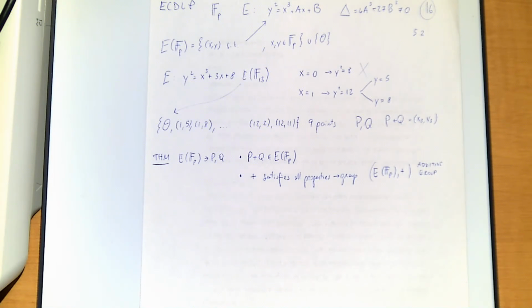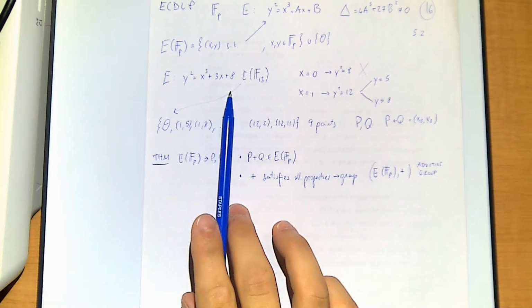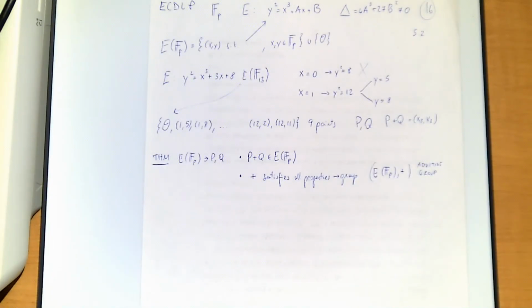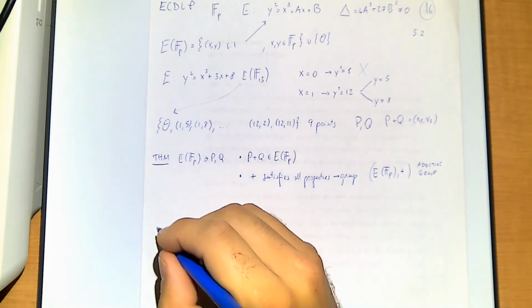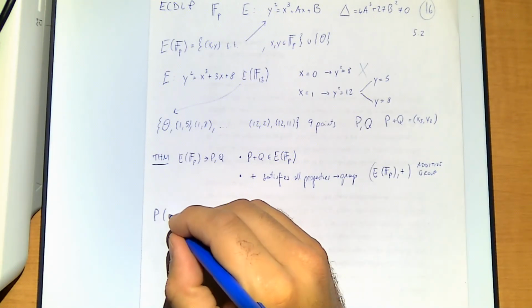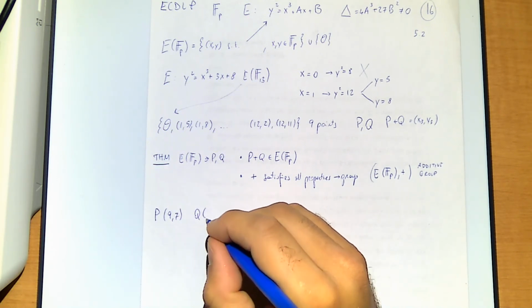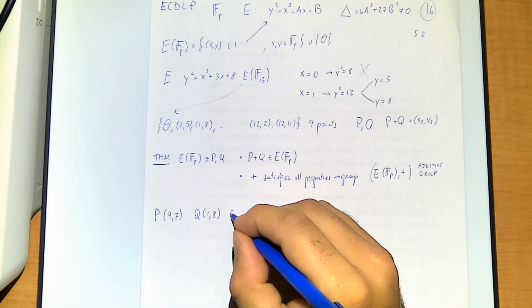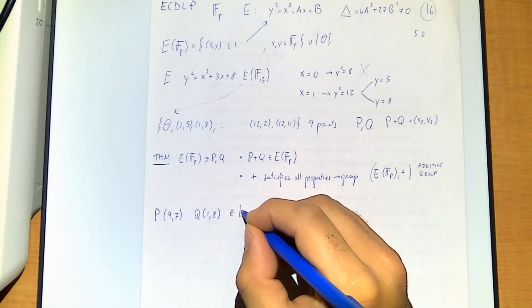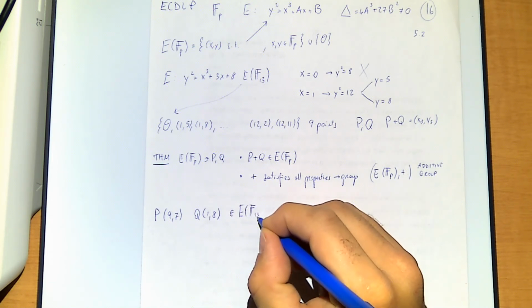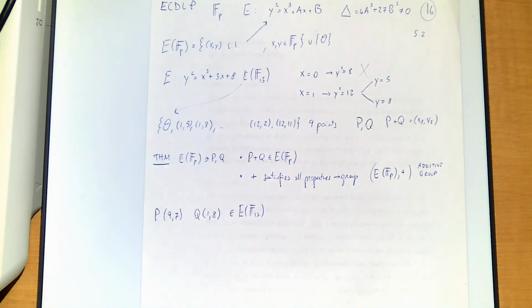And let's look at an example using the same curve that we were using before and see that this is actually making sense. Let's take 2 points P, this is the point 9,7, and Q to be the point 1,8, right? They both belong to the curve defined over F13 that's given by this Weierstrass equation. And then let's compute its addition.